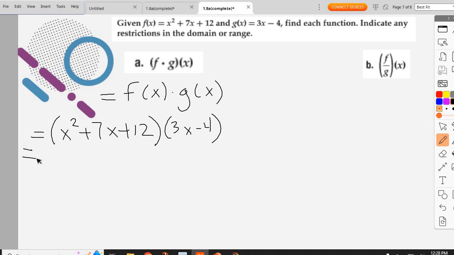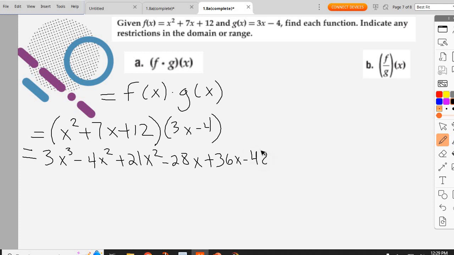So x squared times 3x gives us 3x to the third, okay? X squared times negative 4 is negative 4x squared. 7x times 3x is 21x squared. And 7x times negative 4 is negative 28x. Lastly, 12 times 3x gives us a positive 36x. And then 12 times a negative 4 is a negative 48.